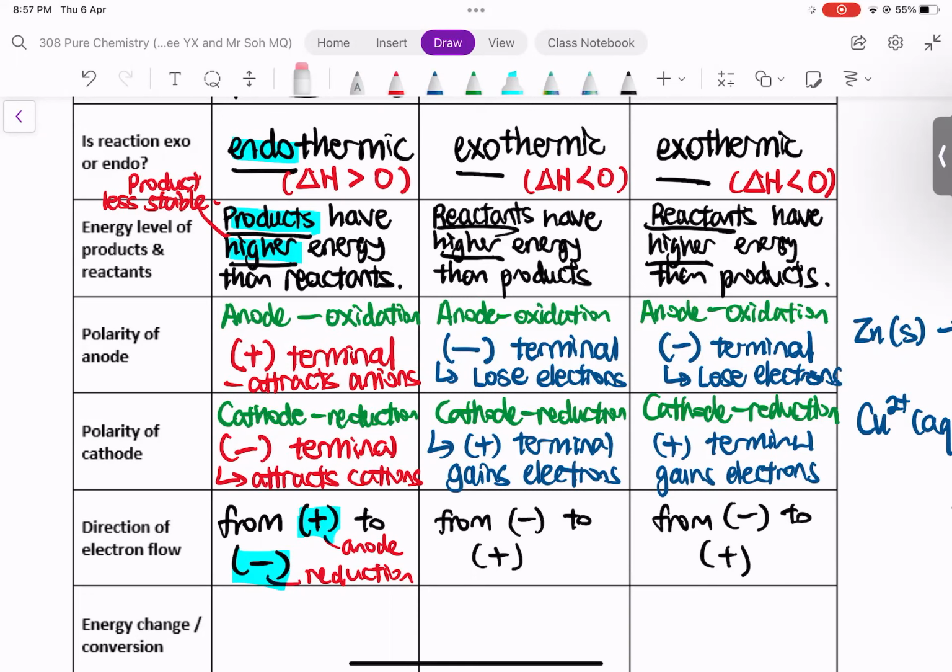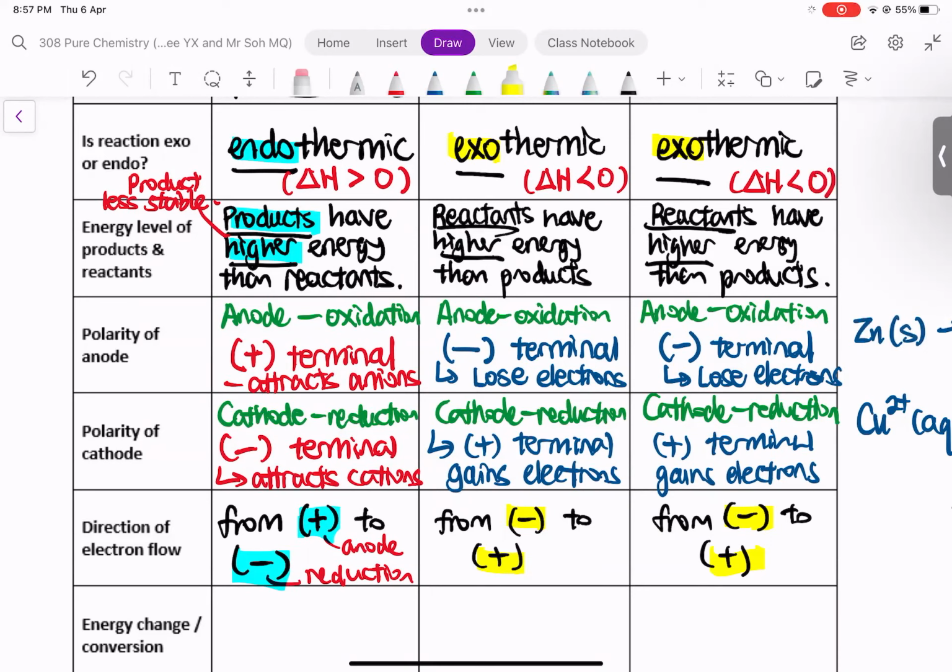On the other hand, why is it that fuel cell, simple cell are all exo? They are all exothermic because if you look at the direction of electron flow, it is exactly what the electrons would like to do. Electrons are themselves negatively charged. Negatively charged particles should naturally be attracted towards the positive end. And that's how I remember in a simple cell, in a fuel cell, the direction of electron flow is from negative to positive, because this is a natural flow of electrons.